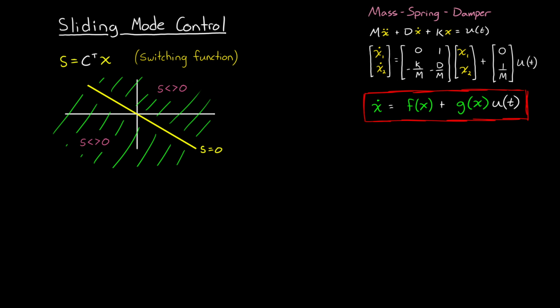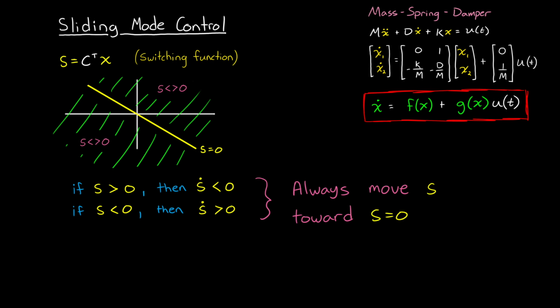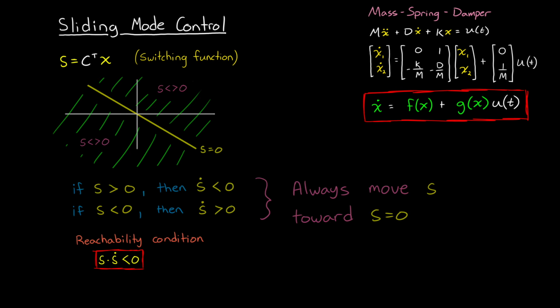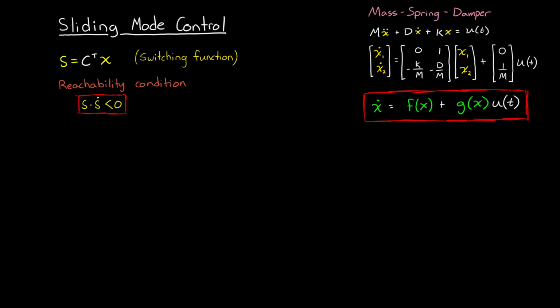So how can we do that? Well, let's think about it this way. If s is positive, then we want s dot to be negative. And if s is negative, we want s dot to be positive. If that is the case, then no matter where the states are, they're always going to be moving towards s equals 0. And this means that we can define the reachability condition that s times s dot must be less than 0. Or another way of putting it is that the sign of s must always be opposite of that of s dot. It's a pretty simple idea. Alright, so this is the reachability condition that our controller needs to satisfy.